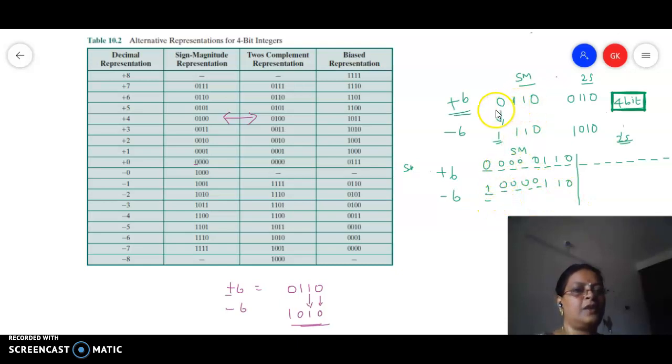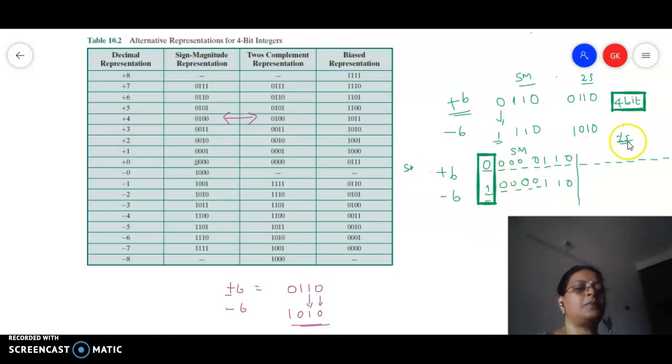If it is 4-bit, you will represent it like this. If it is 8-bit, the leftover bits will be filled up with zeros, and you should ensure that the sign is noted down only in the MSB. All the remaining unused bits will be filled up with zeros. So this is the system followed for sign bit extension with respect to sign magnitude.